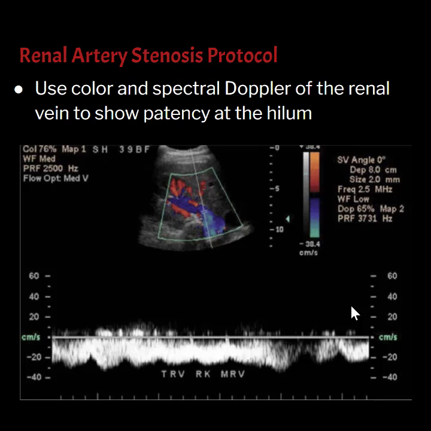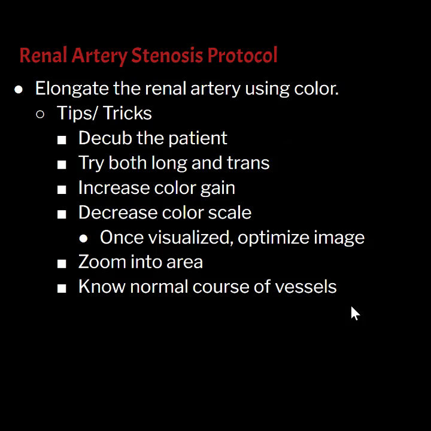We also want to evaluate the renal vein to make sure that it is patent, so we will use color and Doppler to show that there is blood flowing through the renal vein at the hilum. And then we will want to turn our attention to the actual renal artery to perform the direct method.